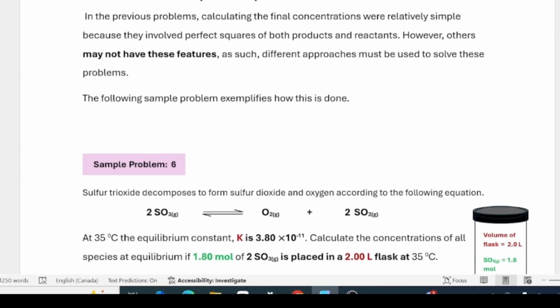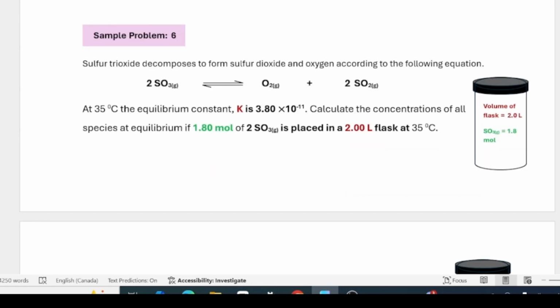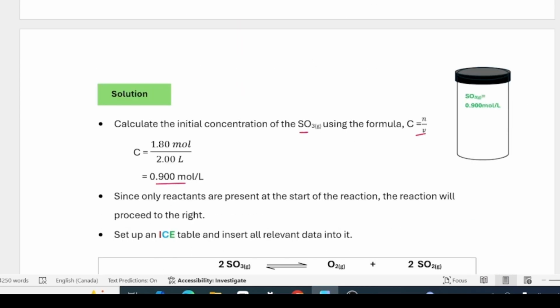This brings us to a different type of problem that involves the imperfect square. Now here you're having sulfur trioxide reacting to give you oxygen and sulfur dioxide, and K for that is 3.18 times 10 to the negative 11 at 35 degrees Celsius. You're asked to calculate all the species at equilibrium if you have that number of moles of sulfur trioxide in a 2-liter container at 35 degrees Celsius. So the first thing we do is to find the concentration of the sulfur trioxide. Using that formula, we end up with that to be the concentration of the sulfur trioxide.